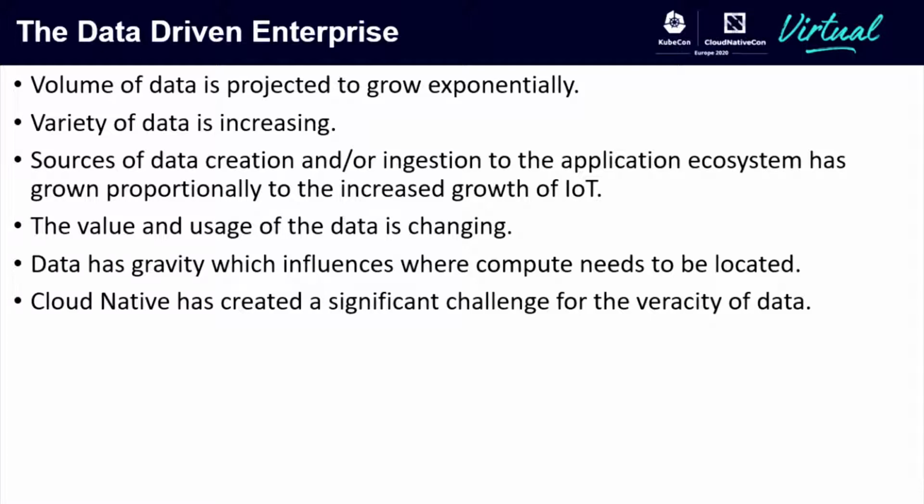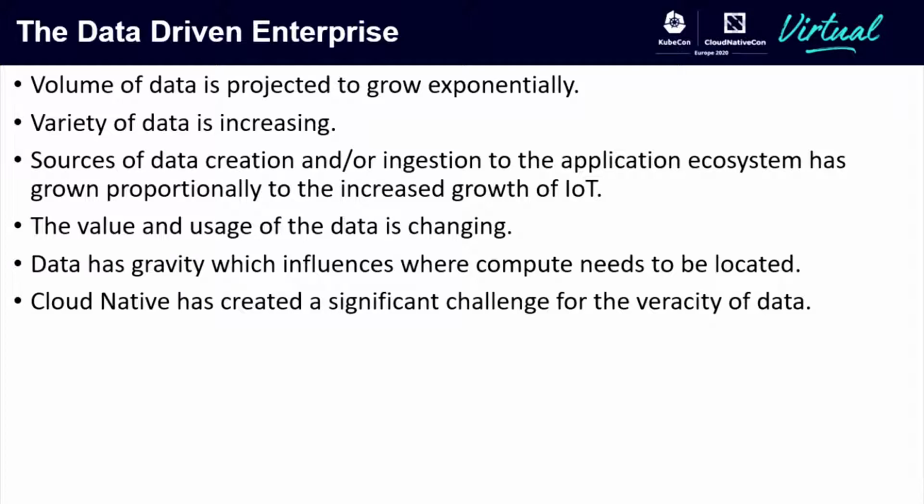Data has gravity, which is influencing where compute needs to be located. Ephemeral contextual data tends to exert the greatest gravity, typically pulling compute to the source. Data that is persistent and has broad applications with a low rate of decay tends to have low gravity and tends to move to where the compute is located.